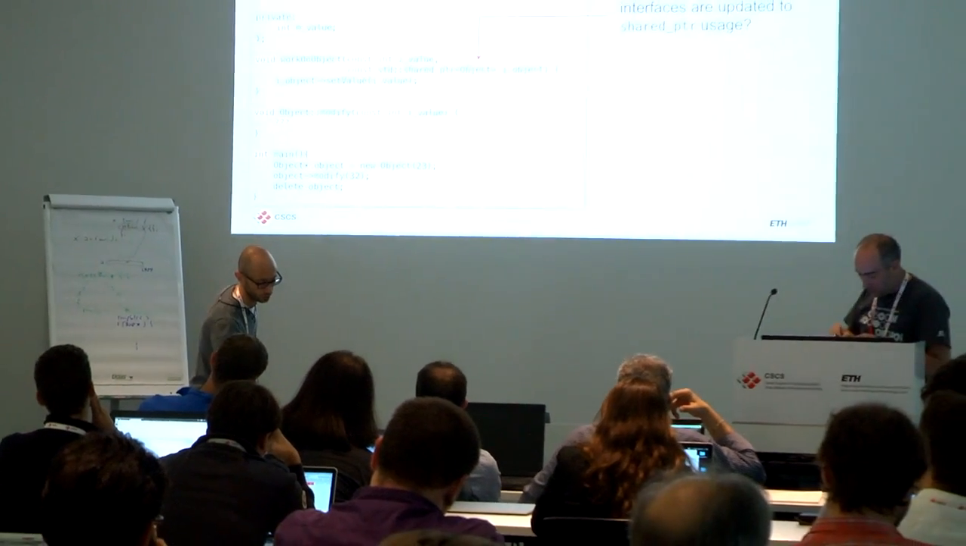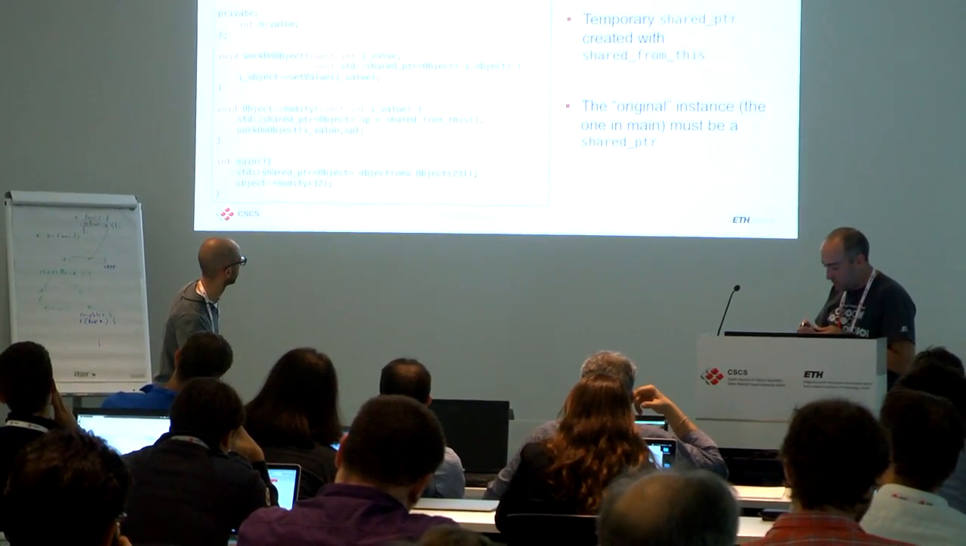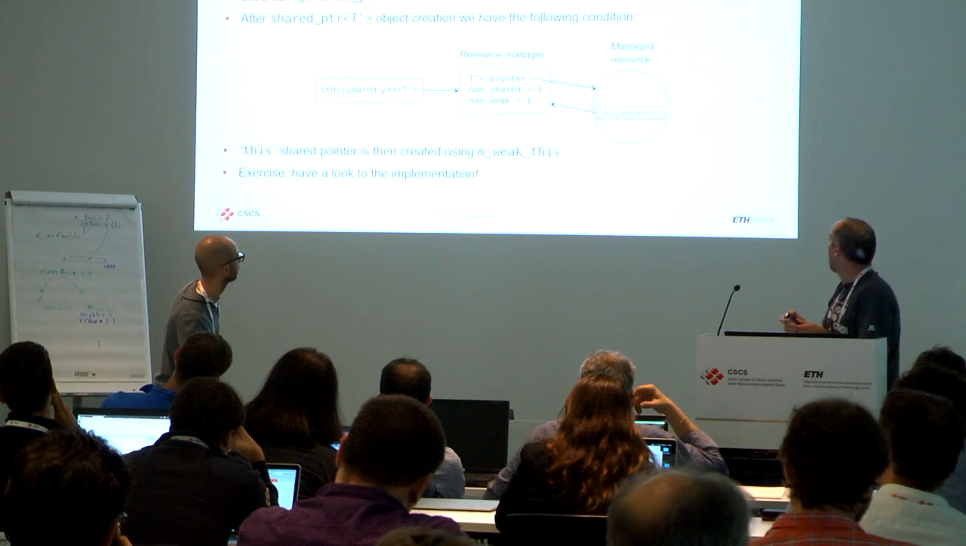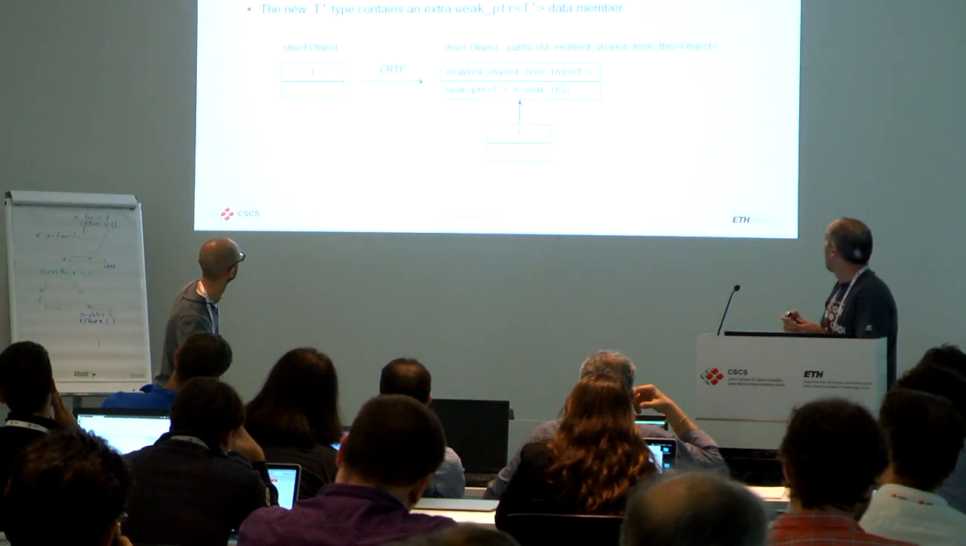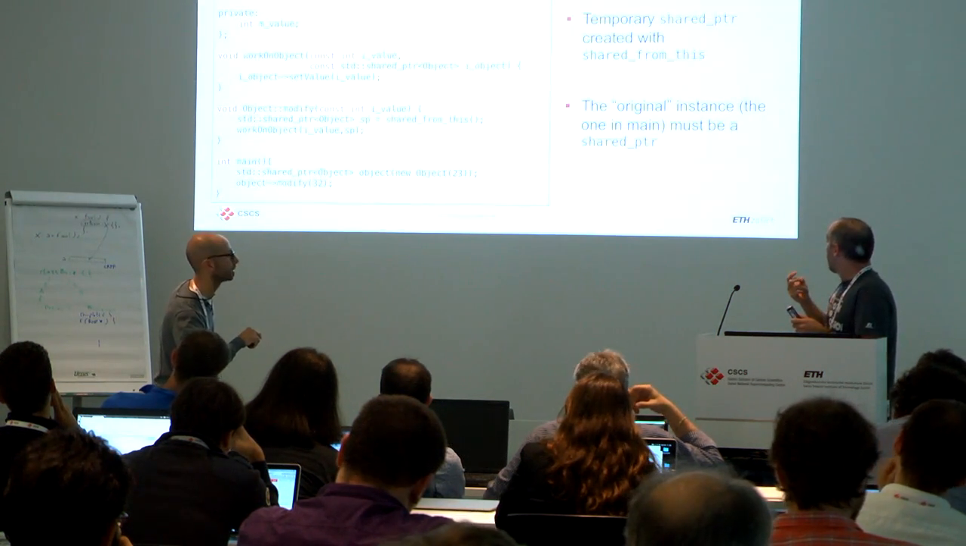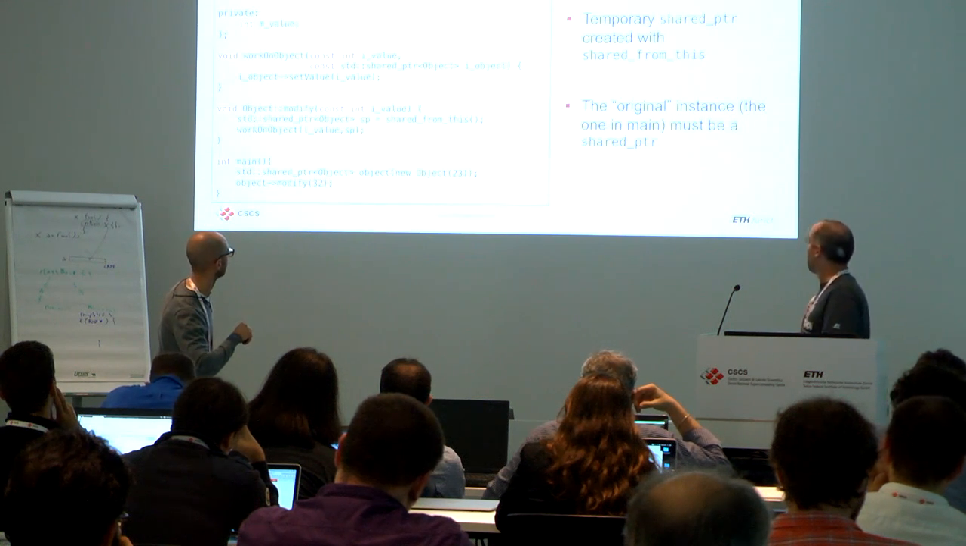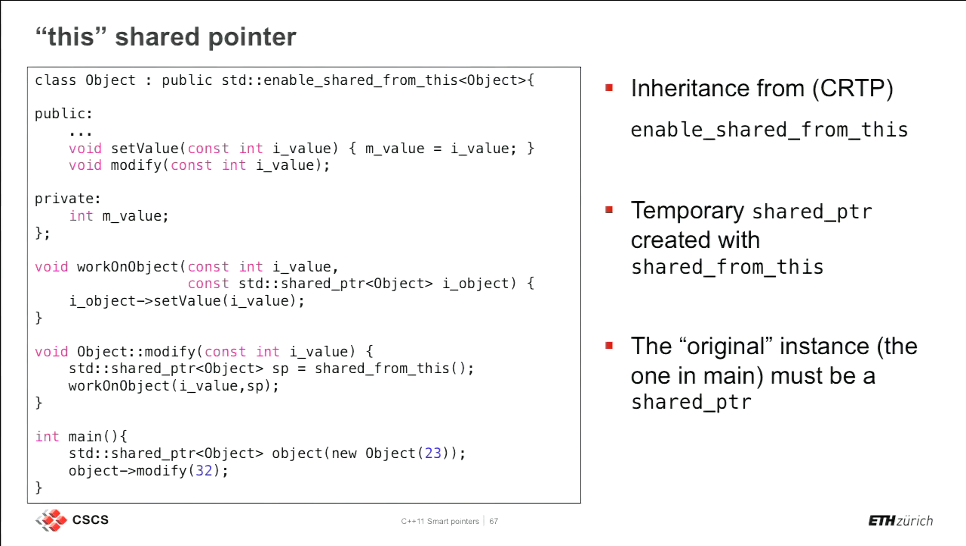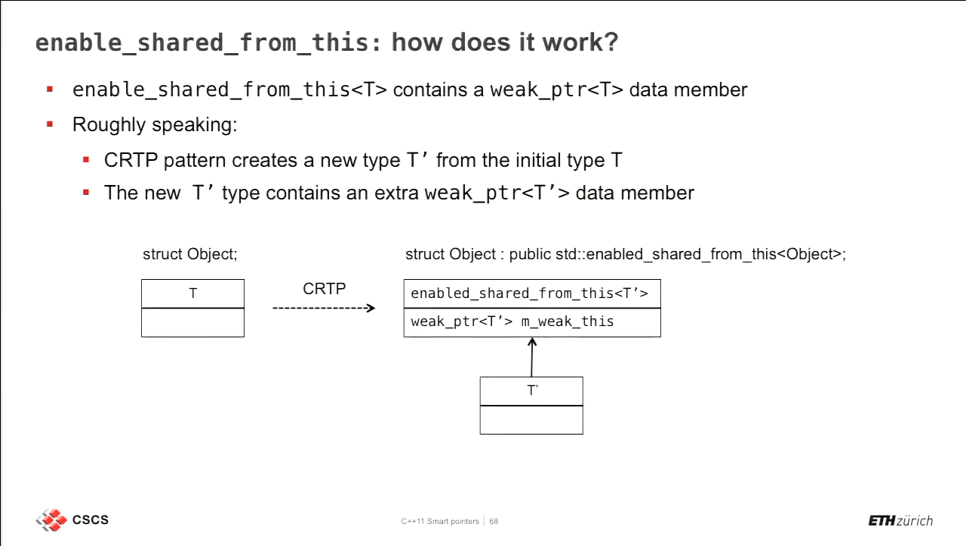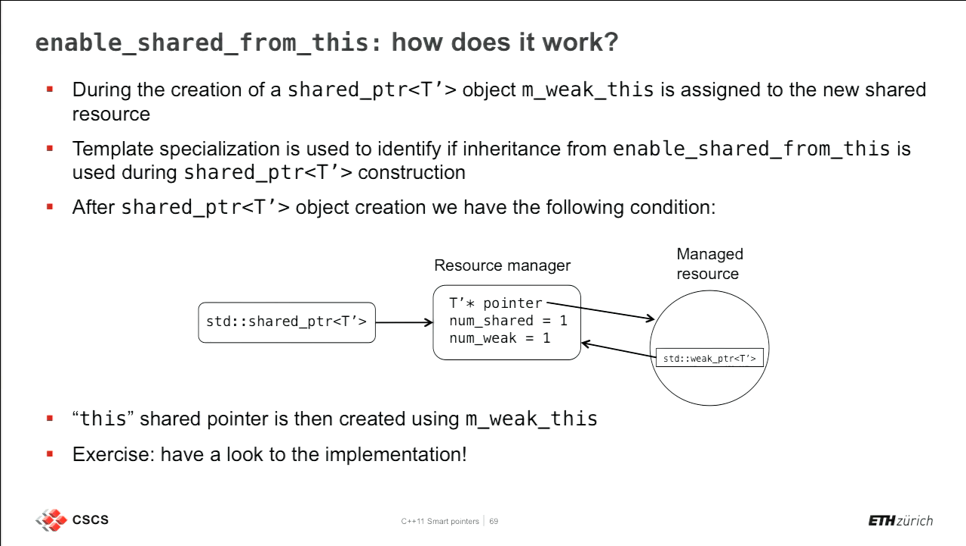No. You cannot do that. In particular, you will get a bad weak pointer exception when you make the call to shared from this. Because you have to start with a shared pointer, since it is related to the constructor of the shared pointer, which makes a call to a set of functions. The constructor makes this link between the weak pointer and the resource manager, basically.